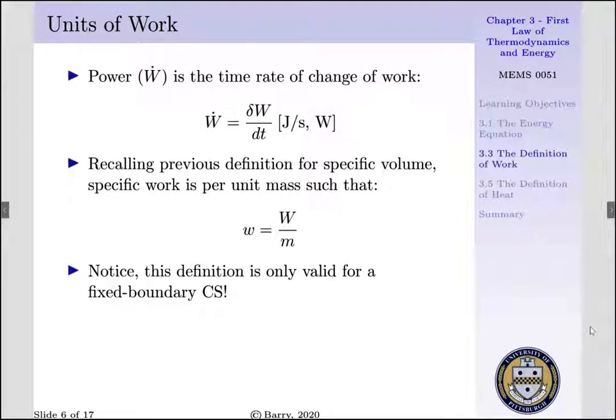Now, power, W dot, is a time rate of change of work. W dot would be equal to delta W per delta t, which would have units of joules per second, or watts. Now, we can also have work on a per mass basis, i.e. our specific work, which is equal to our work going from state 1 to state 2 per the mass. Now, everything we formulated thus far is for a fixed boundary control surface. It's not going to be valid for a moving boundary control surface.